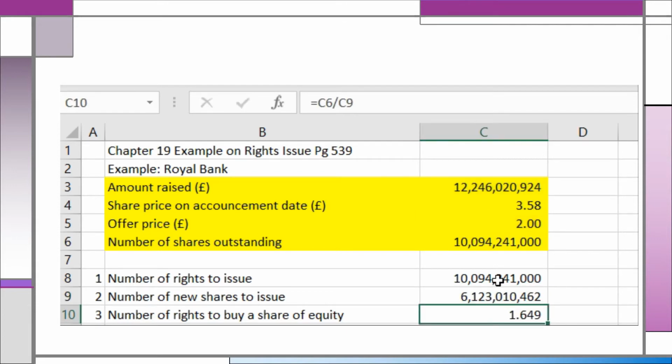Question 3. How many rights needed to buy a share of equity? The number of rights to buy a share of equity is the ratio between the rights issue and the number of new shares issued. You can also calculate by dividing the number of old shares with the number of new shares. As there are more existing shares outstanding than the number of new shares issued, you need more than one right to buy one new share.